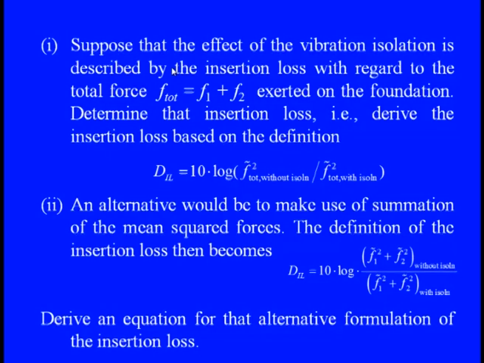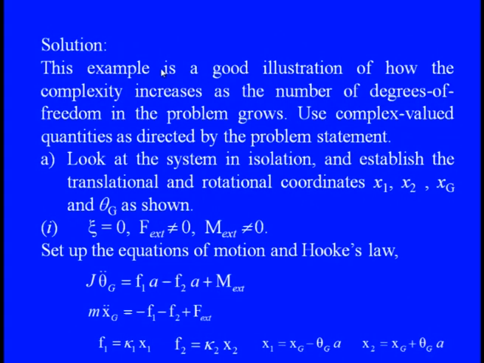The second solution, the alternative, would be to make use of the summation of the mean squared forces, whatever forces are coming, and the definition of the insertion loss can be of DIL, 10 log. Since the insertion loss comes out of the mean square forces, it is F1 squared plus F2 squared without isolation divided by F1 squared plus F2 squared with isolation. And then we need to find out how we can get those things. So first, the first condition says that we need to find F1 and F2 for these conditions.